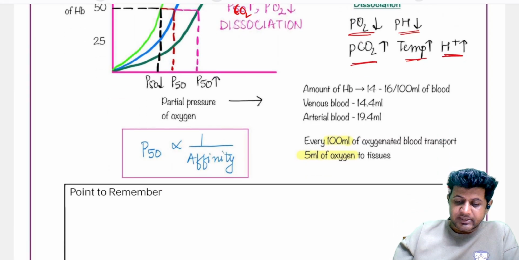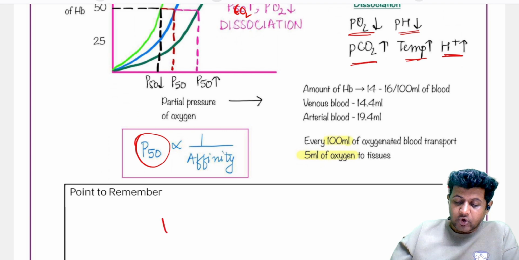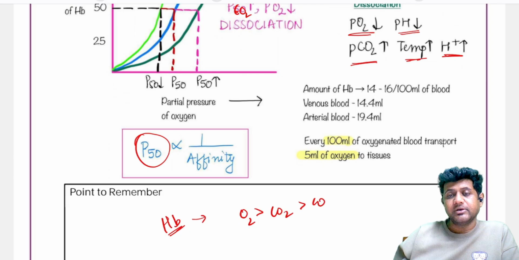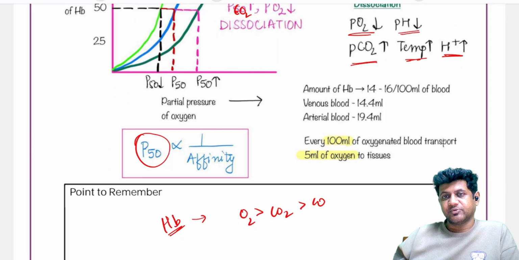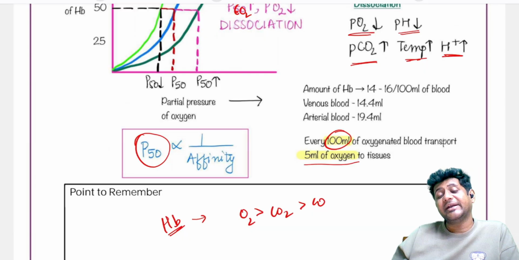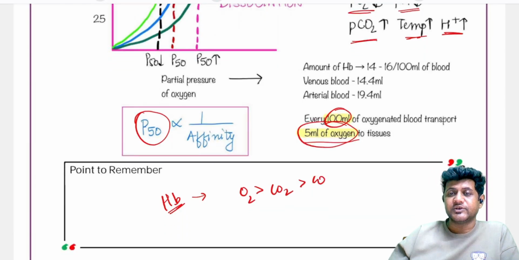Right. So remember that P50, the partial pressure, is inversely proportional to affinity. When we talk about affinity of hemoglobin, the affinity towards oxygen is highest, post that it is carbon dioxide, and post that it is carbon monoxide. All right. Now, when oxygen is dissolved inside the water and getting transported, at every 100 ml of blood, 5 ml of oxygen gets transported or delivered to the tissue.